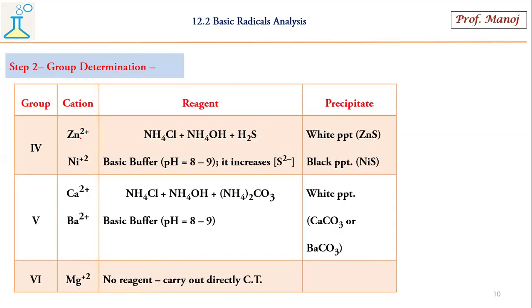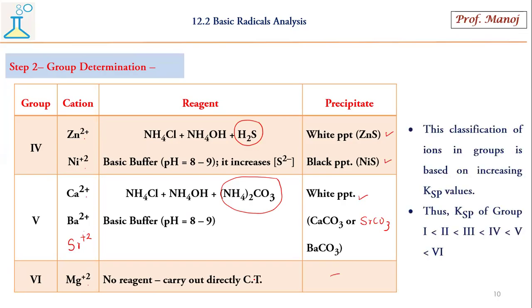Next group set is group number 4, which contains zinc and nickel. Their group reagent is H2S, and they give you white PPT or black PPT of sulfides. Group number 5 is calcium, barium, and even we will do later on strontium also. The group reagent is ammonium carbonate, and white PPT of either of the carbonate is obtained. And group number 6 is magnesium. There is no precipitate, it's just a direct confirmatory test you have to do.